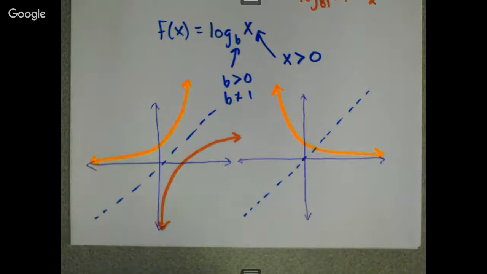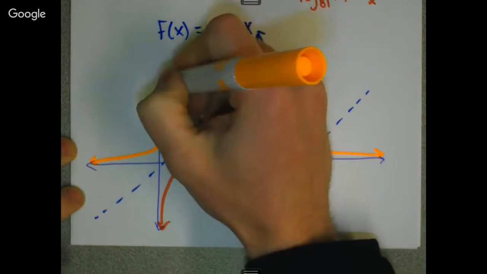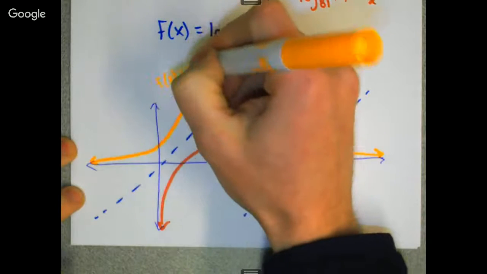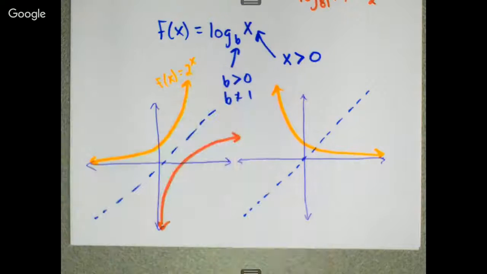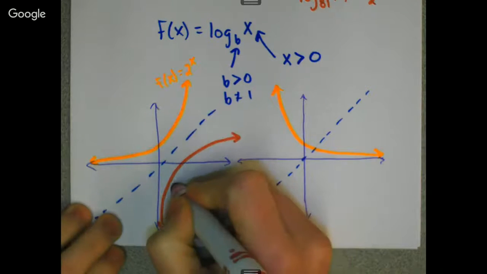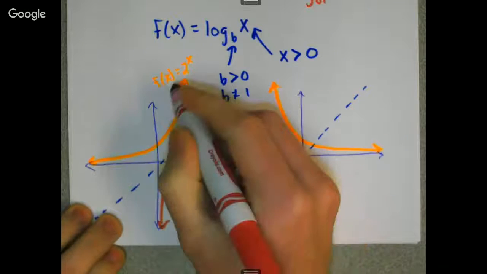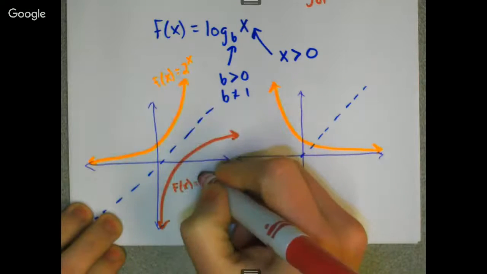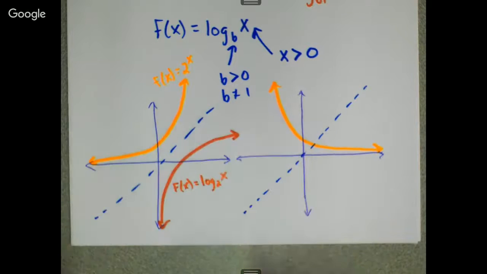Okay, this could be, let's say, f of x equals 2 to the x. And this might be f of x, if it's the inverse of that, would be log base 2 of x. Notice the bases match.